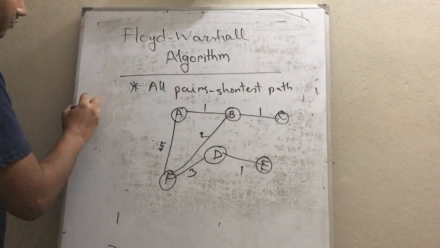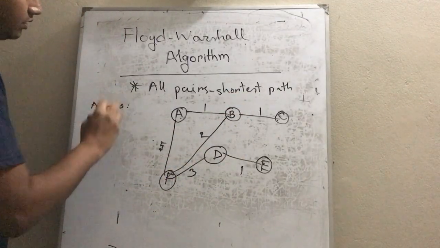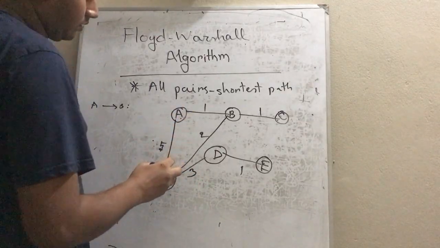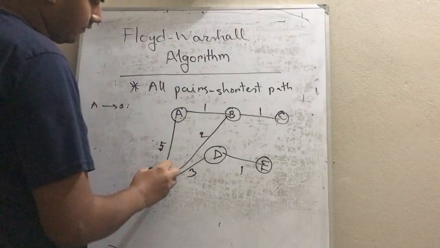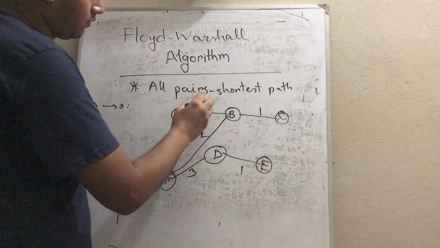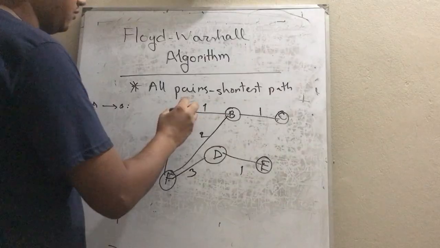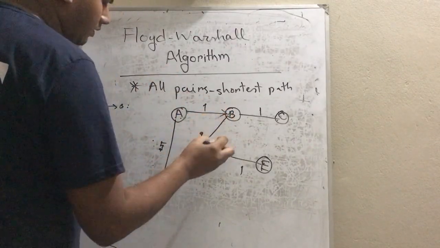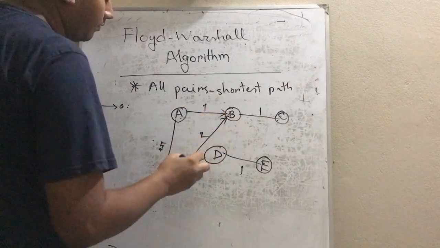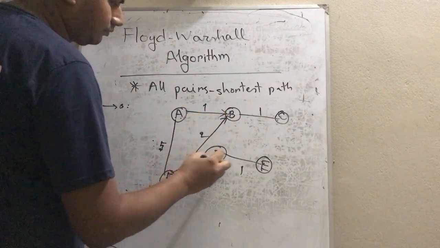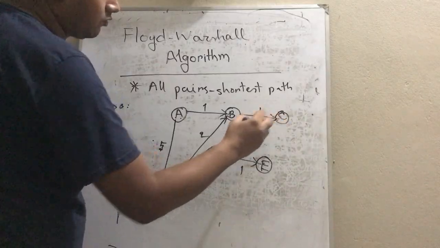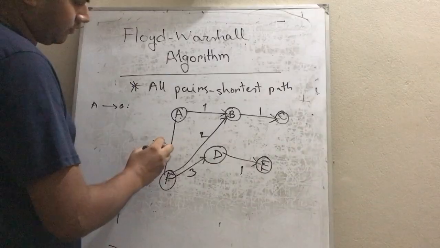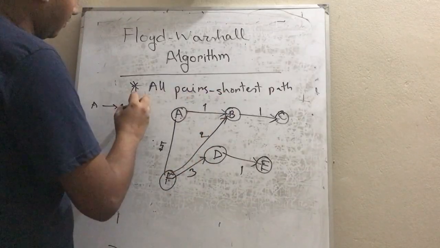Now from A to B, what is the shortest path? From A to B, there are 2 paths, A to F, F to B. What is the shortest? A to B directly. Let's make it a directed graph, I think it looks more beautiful. So A to B, if we take the route via F, then it will be 7. But A to B directly is 1.